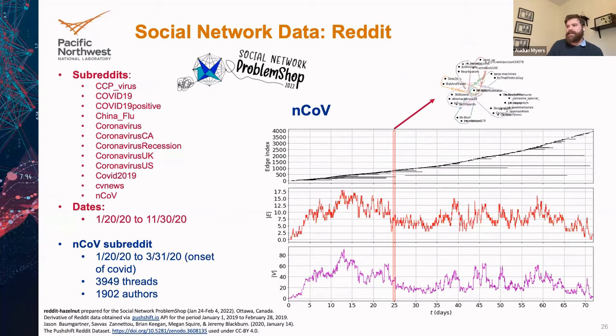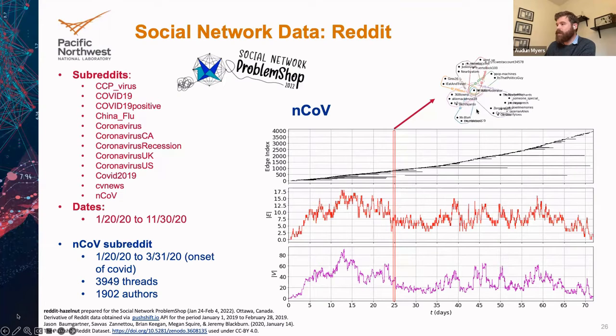Now let's see how we can actually apply this to social network data. This is social network data from a problem shop called Social Network Problem Shop 2022. This is right after COVID, so these are subreddits related to COVID, with about 1 year's worth of data. For the NCOV subreddit, we represent each thread as a hyperedge, and the authors in that thread as nodes. Here's an example hypergraph from a moment in time on day 25, for an hour's worth of data.